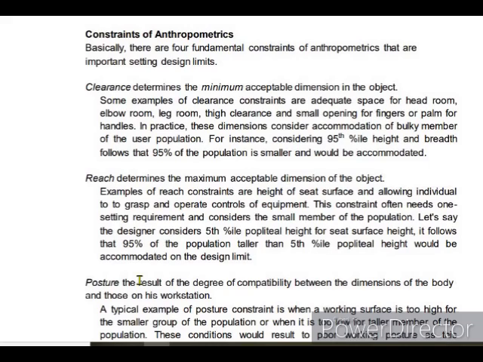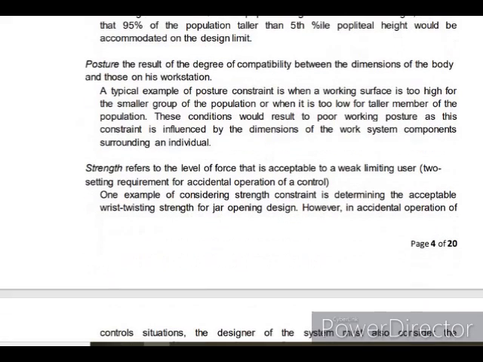So this reach category, or this reach constraint, just comes with the fifth percentile, because when you design for the 5th percentile, it is likely to be good also for the 95%. So they have their percentiles. The clearance is for 95%, reach is for the 5th percentile. You should remember that.